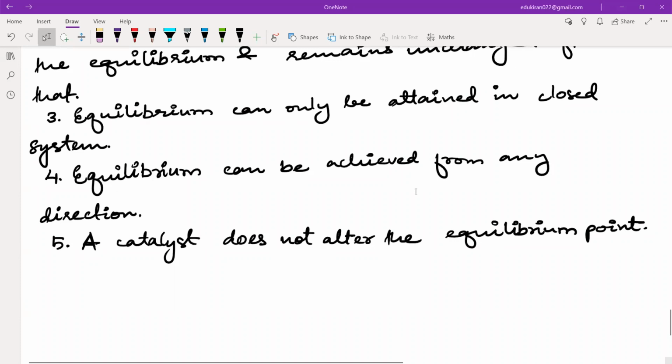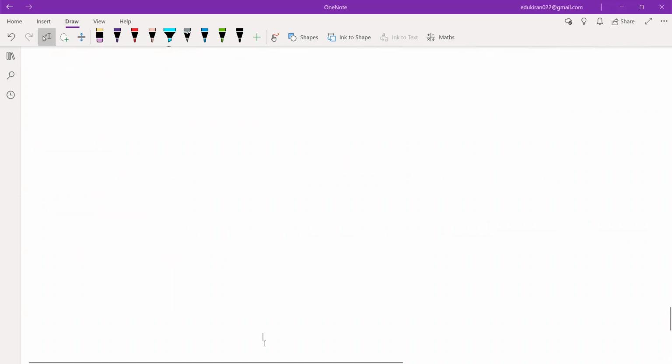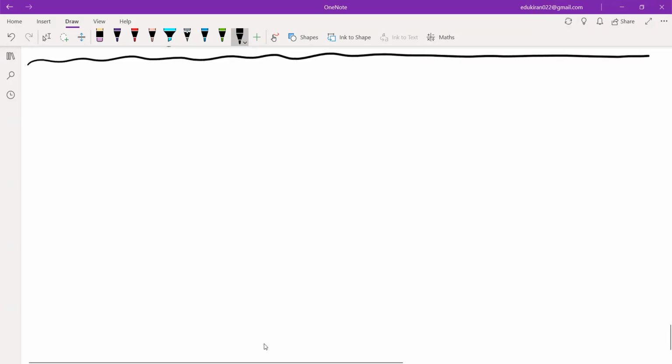Now let us look at a reaction. Don't write this, okay? Let us look at a reaction in which we have NO2. It is dimerizing into N2O4. Hence we need 2 moles of NO2.